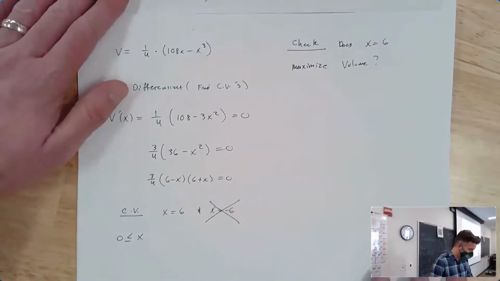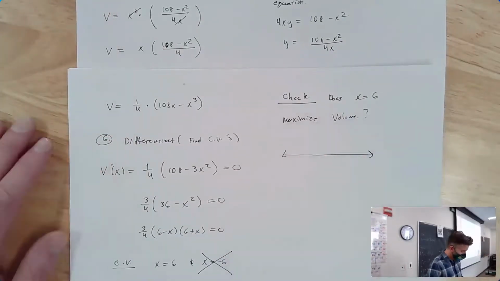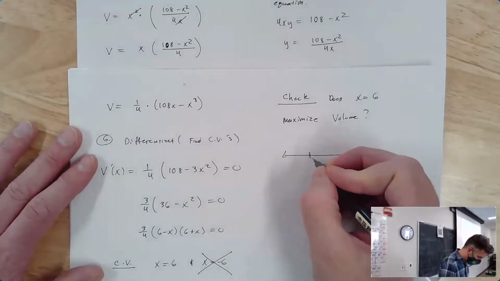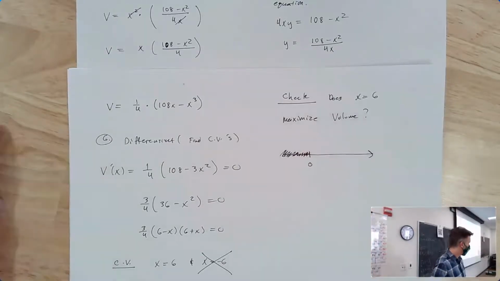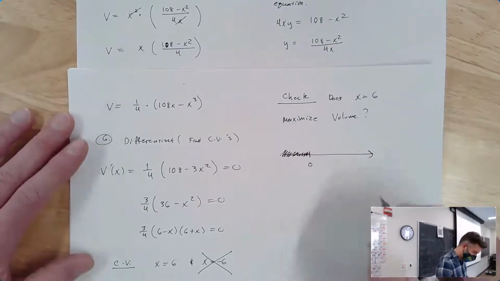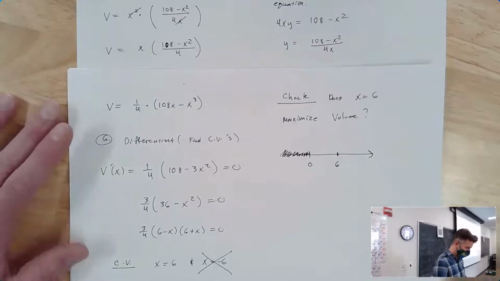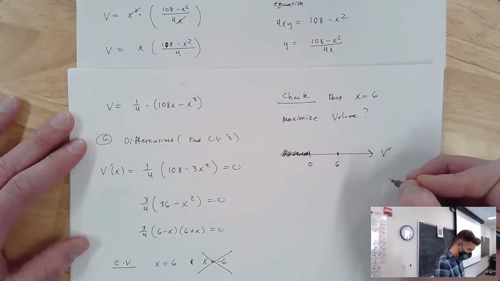We're going to do this the same way we'd always do it. We're going to draw the number line, but we're going to be a little bit careful because we actually don't want anything smaller than 0; that's garbage. So 0 is kind of the end of our domain. And we're going to put our one critical point, 6, and ask, what's the derivative of volume doing?